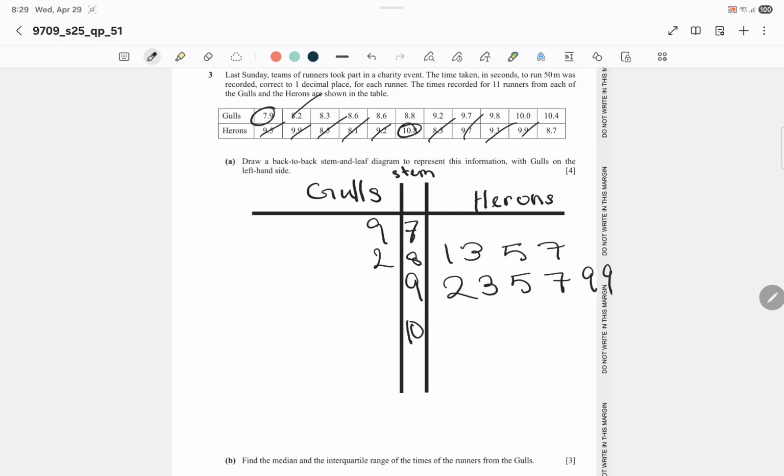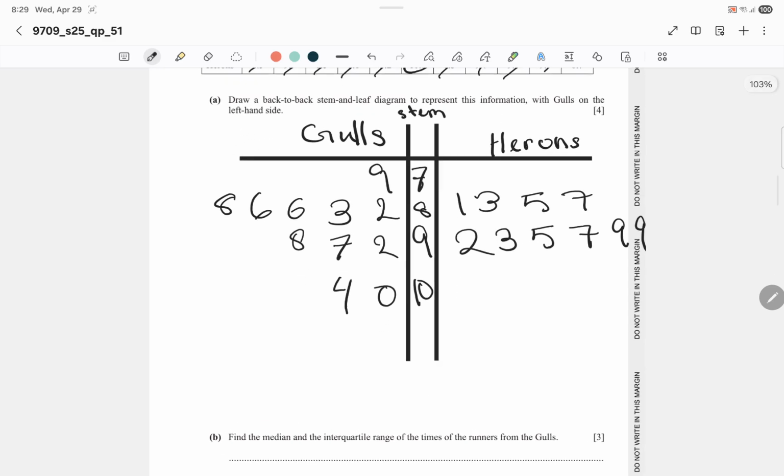Right. And over here too, we have 2, 3, 6, 6. It has to be in ascending order. You cannot just really put anything. 6, 6, and then what else do we have? We have 8, right? 8. And then 9, we have 2, 7, then 8. Nice. And then over here, we have 0, 4. Easy peasy, lemon squeezy, okay?